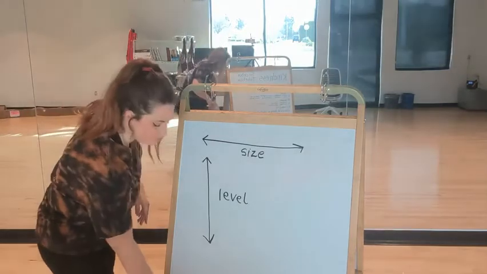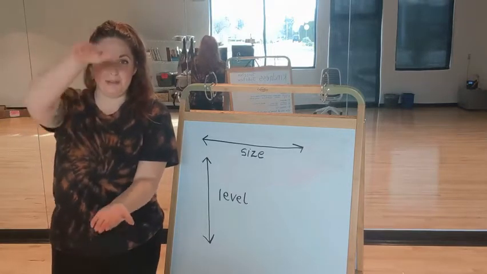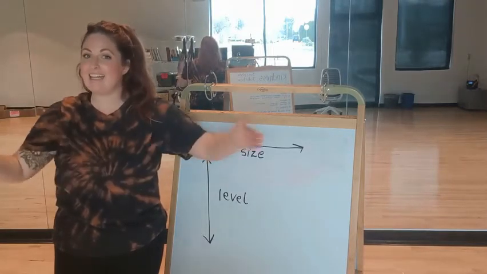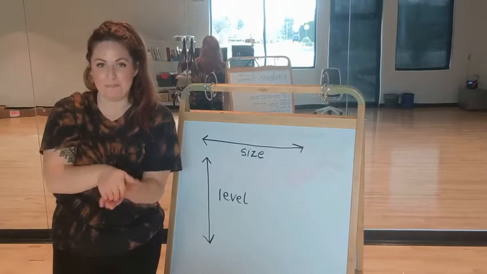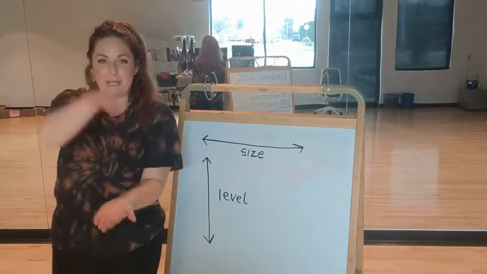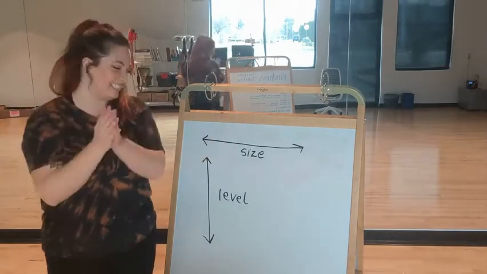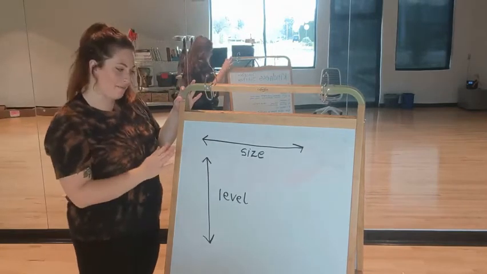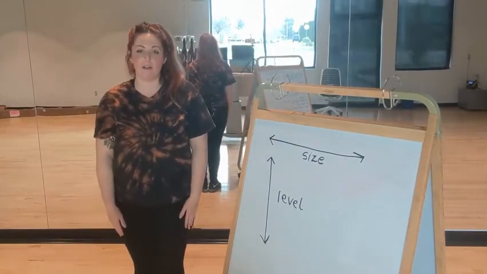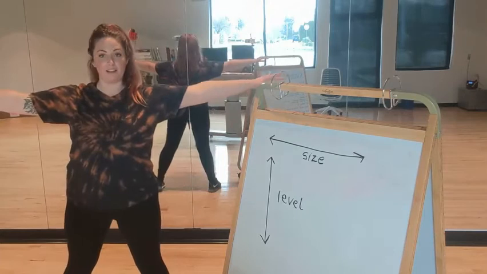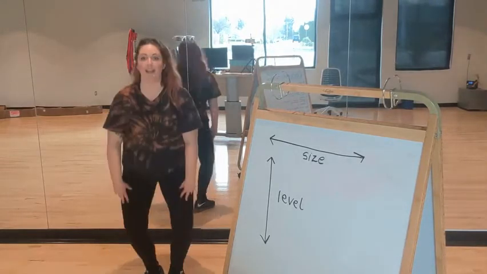If you take your hands like this, say after me: level goes up, size goes out. Say it again. Level goes up, size goes out. Good. So just keep in mind that when we're thinking about size, we have small, medium, large. And when we have level, it is low, middle, and high.